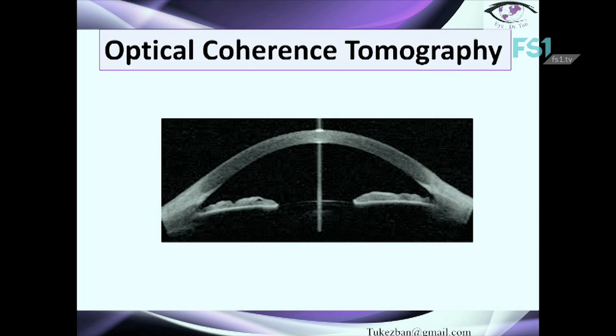Next examination is optical coherence tomography. Optical coherence tomography provides the information about the cross-sectional image of the cornea. As we can see in this slide, this is a normal picture of a normal cornea.